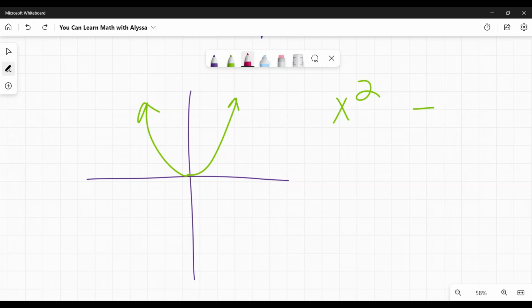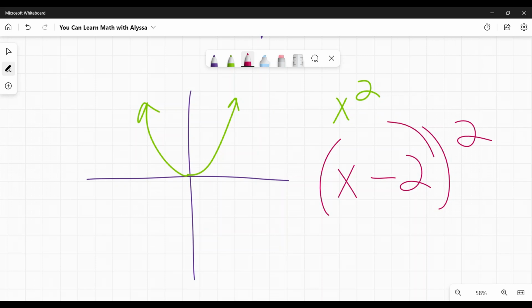Okay. If it is inside a parentheses, like x minus 2 squared, if that constant is inside there with the x, it moves the graph left or right, and it moves it the opposite of what it is. As we just saw with the x squared minus 2, that moved it down 2. It was direct, minus 2 on the y. This one, it's the opposite. So instead of going towards the negative x, it actually goes towards the positive x. So that minus 2 in there is going to move it 2 to the right, and it's going to go up there.